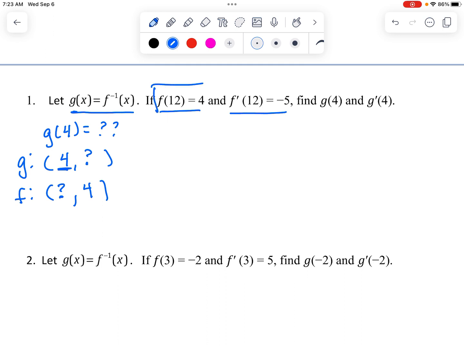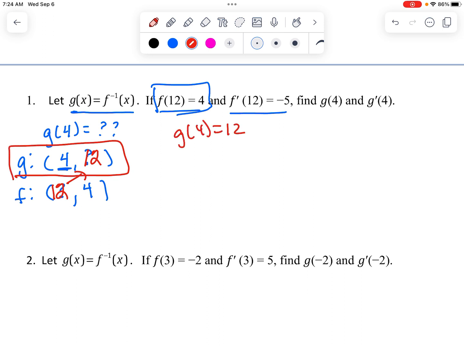But they told me that f of 12 is 4, so this is 12, right? F of 12 is 4. That's what they're telling me. So then I know that the 12 has to be the y value on the g function. So that gives me g of 4 is 12. So I have that. Now I need the derivative of g at 4.